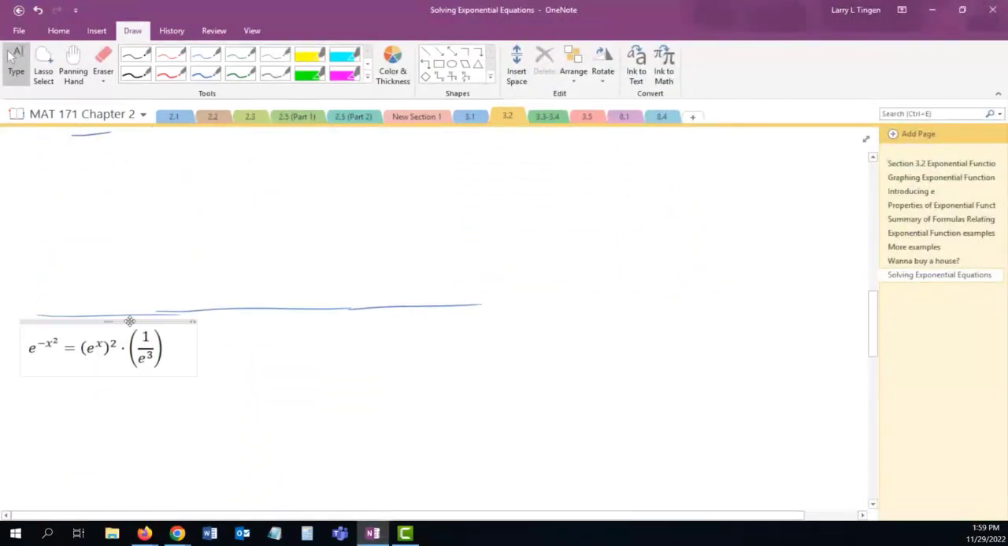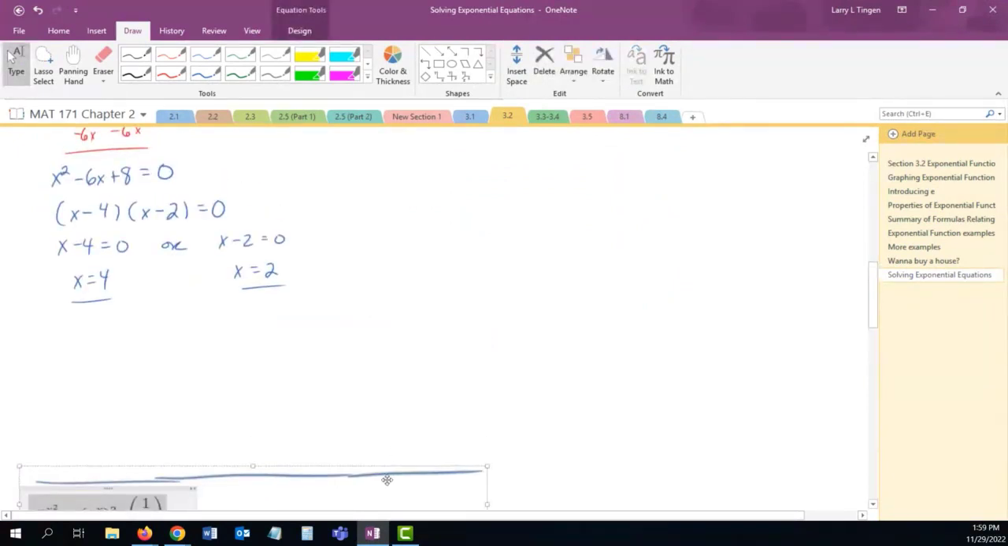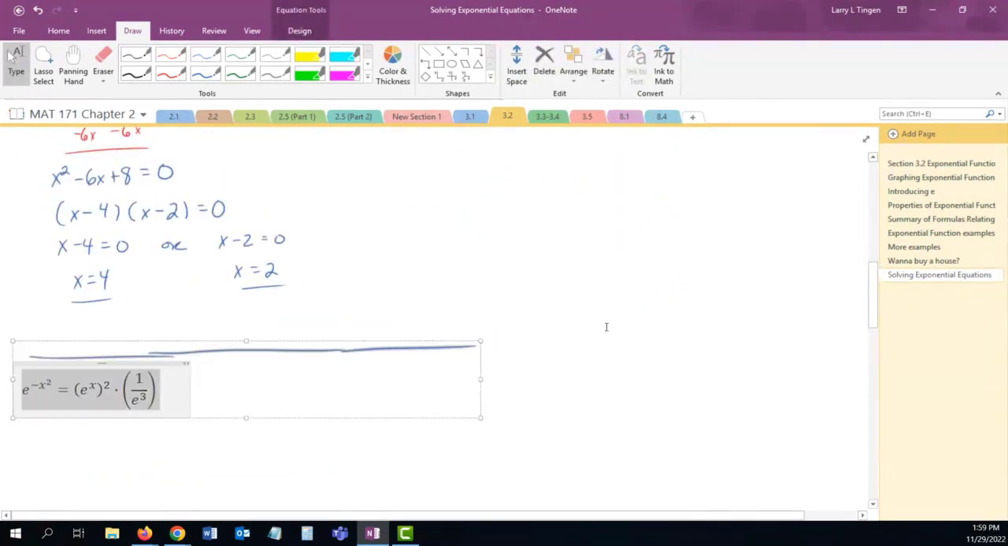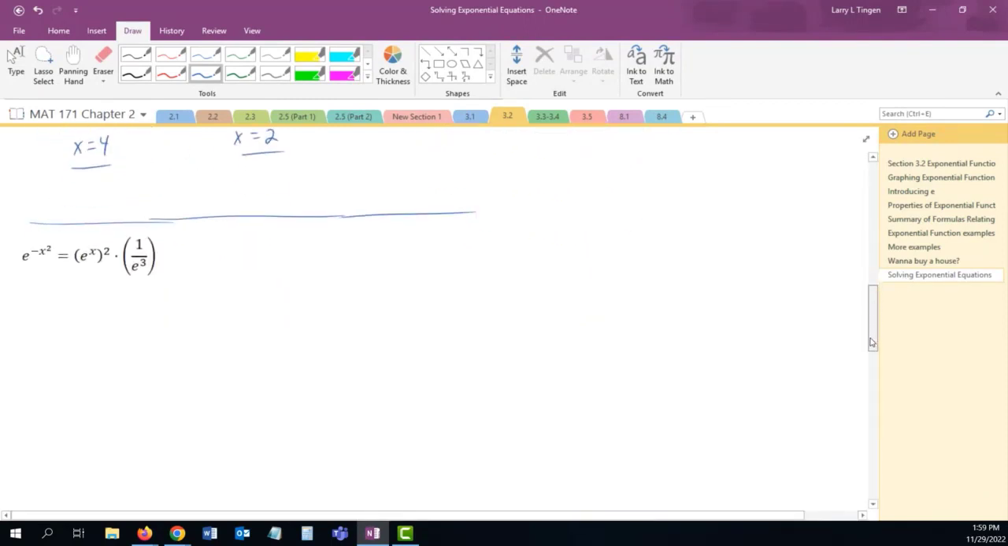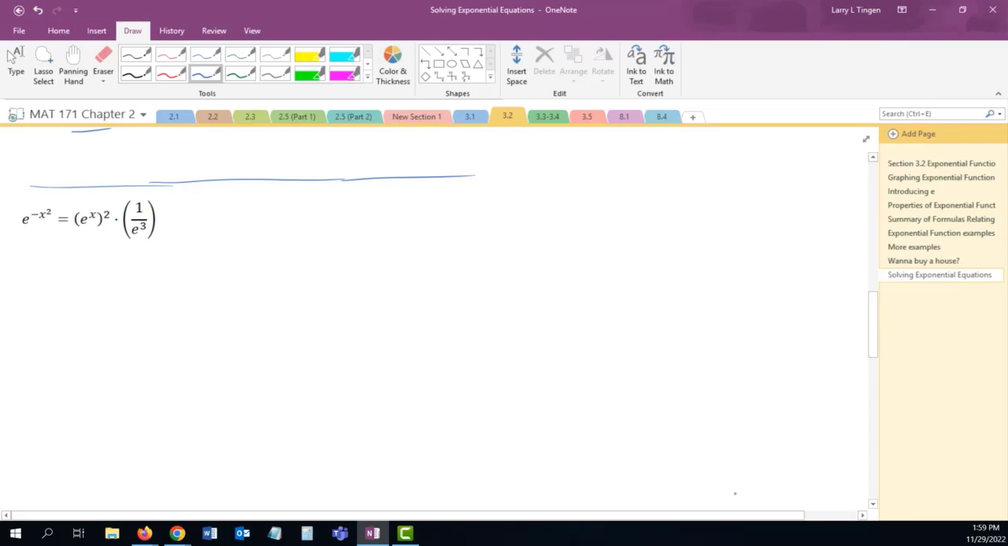All right, so next. Oh, and let me write this. Solutions. The solution set contains both 2 and 4. Next, I have an exponential equation. e to the negative x squared is equal to e to the x squared times 1 over e cubed. I've got to clean this up first.